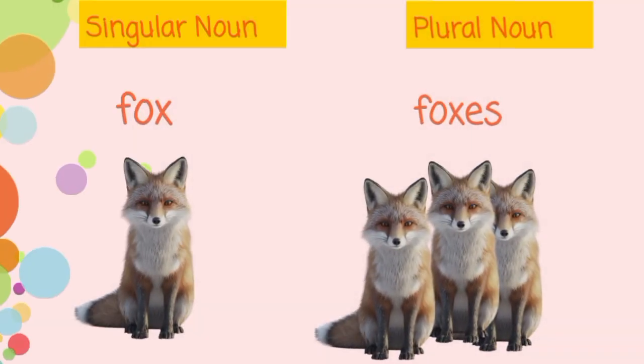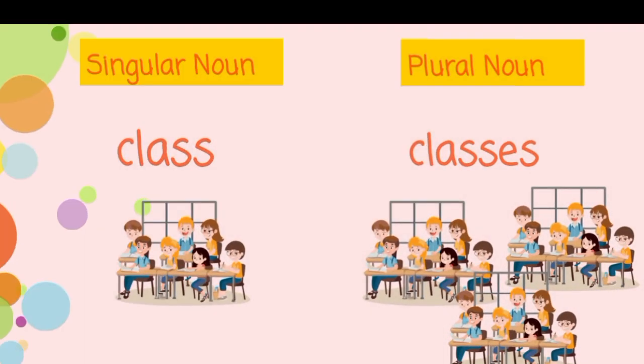Next we have fox. Here we have x at the end of the word. So whenever we have x, we will add es and it will become foxes. Foxes is the plural noun of fox and we added es at the end of fox, foxes. Class. Here we have double s at the end of the word and again if we have double s then again we will add es to make its plural noun. Here it will become classes. Classes is the plural noun of class.